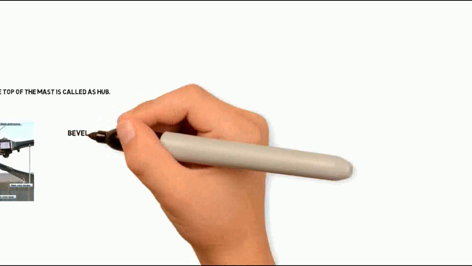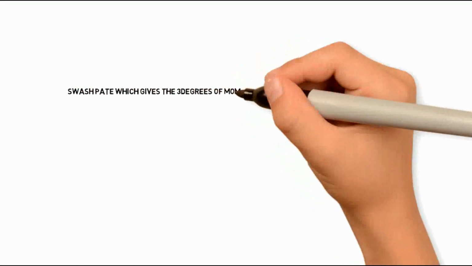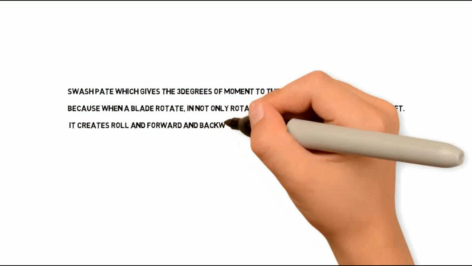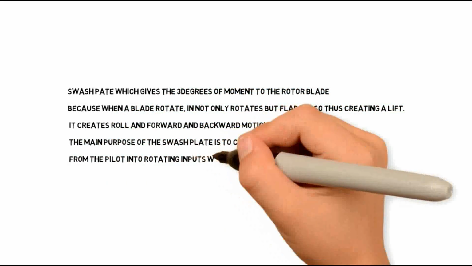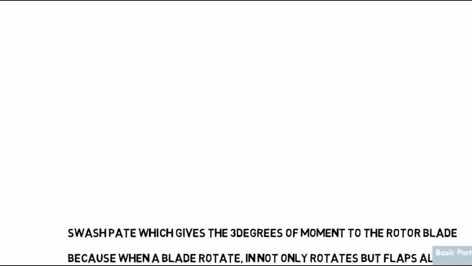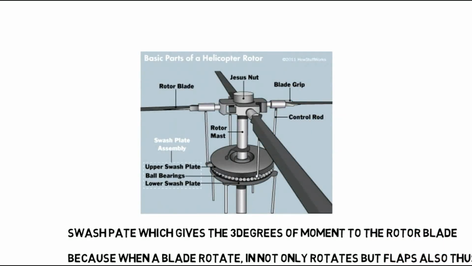Bevel gear arrangement. Here this gear converts rotary motion to vertical motion at 90 degrees. Swash plate. It gives the three degrees of movement to the rotor blade, because when a blade rotates, it not only rotates but also flaps, thus creating lift. It creates roll, and forward and backward motion of the helicopter. The main purpose of the swash plate is to convert stationary control inputs from the pilot into rotating inputs which can be connected to the rotor blades or control surfaces.